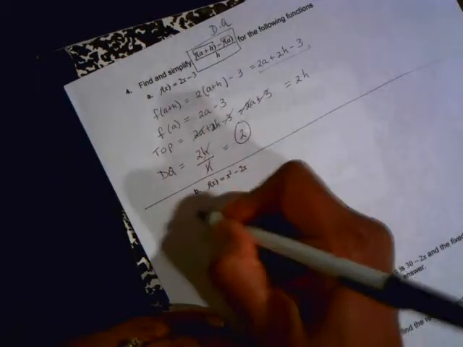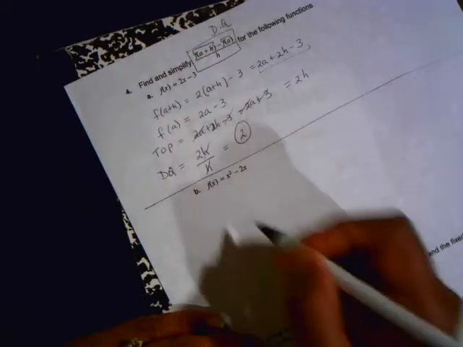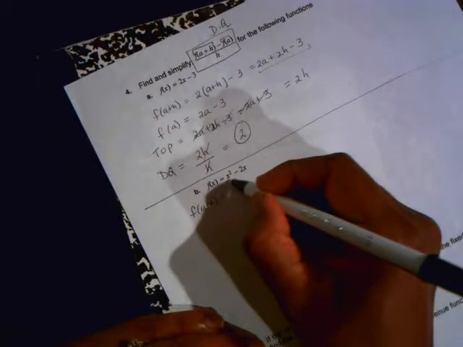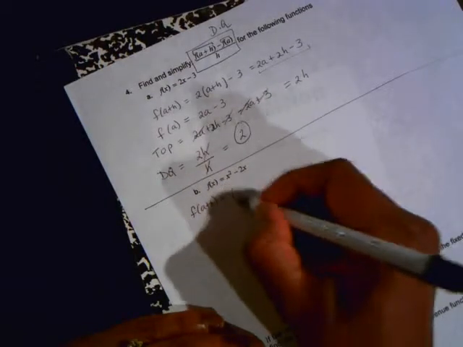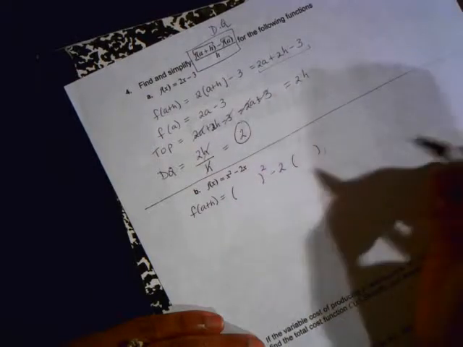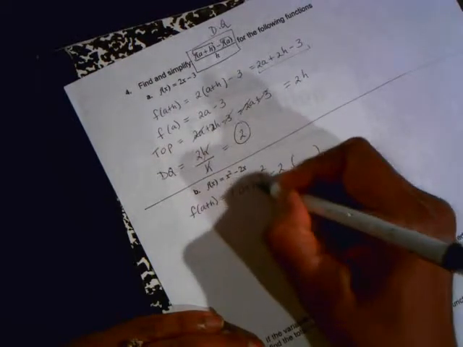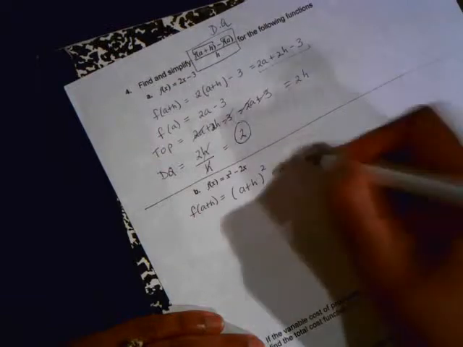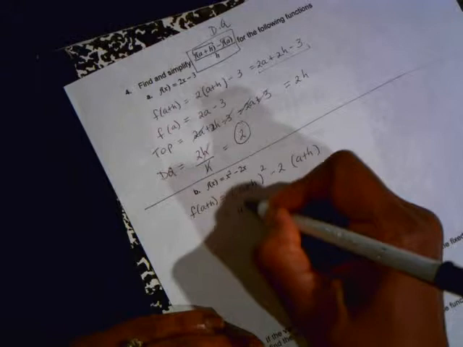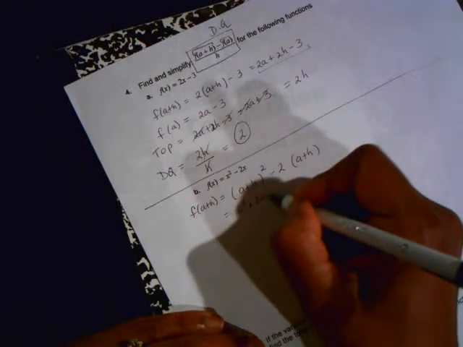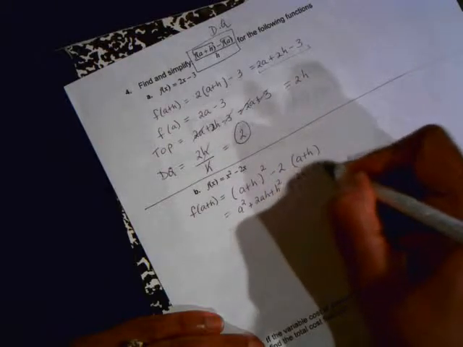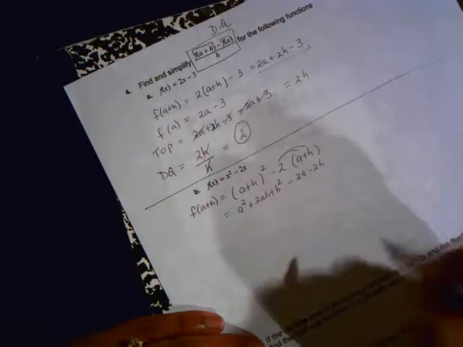Let's do the same thing. Let's first take this piece, f of a plus h. It's x squared minus 2x, so it's a plus h squared minus 2 times a plus h. You can multiply that out: a squared plus 2ah plus h squared minus 2a minus 2h. Distribute the negative sign as you go.